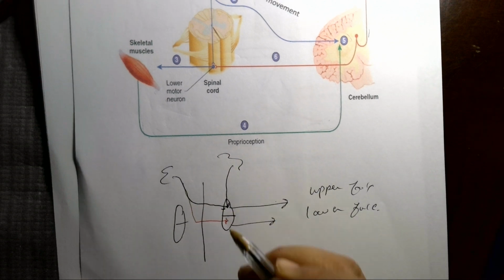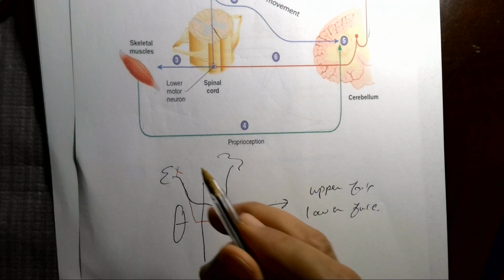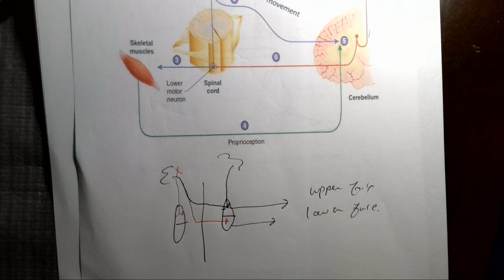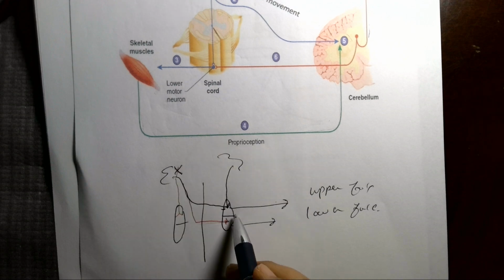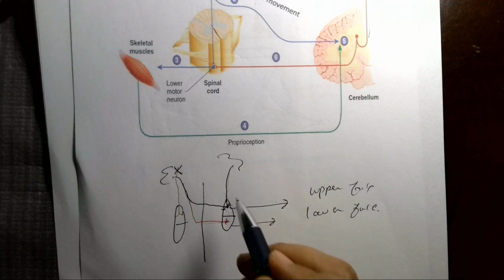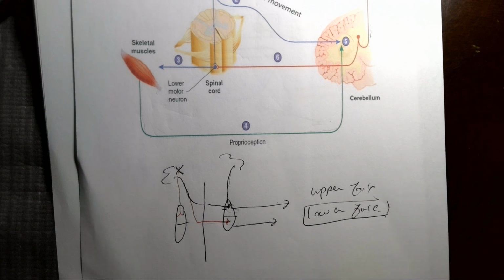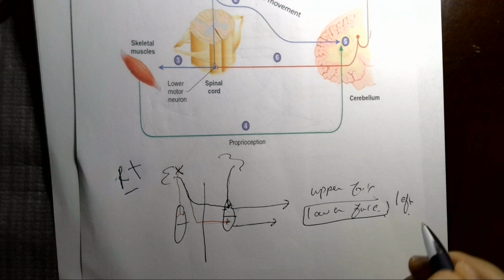So basically, if this side is injured, this one is still sending here, but the lower one, as I mentioned, is receiving only from the opposite side. If there is injury here, the upper face will be intact because it's still receiving from the same side, but the lower face is the one which is going to be paralyzed. Okay, if this is the right side, the left lower face is going to be affected.